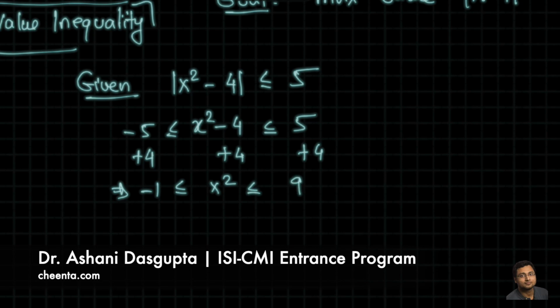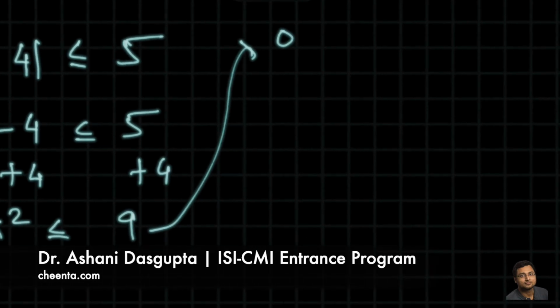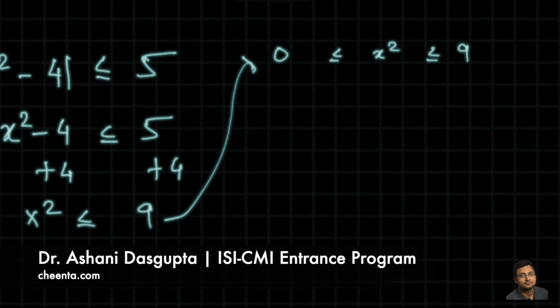But notice that this left hand side is trivial because, of course, any square quantity is greater than -1. In fact, it's greater than or equal to 0. So let's write that. 0 is less than or equal to x squared is less than or equal to 9. Okay, so what can we say about x if x squared is less than or equal to 9?